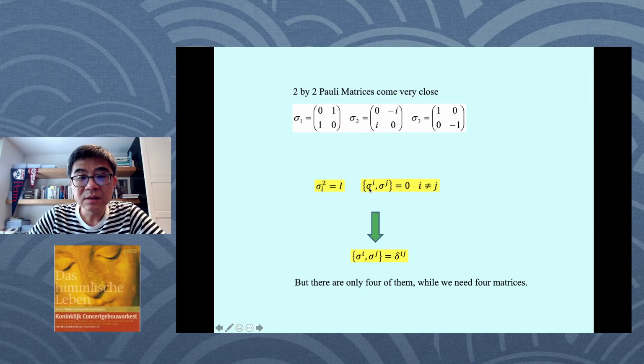And these three matrices anti-commute. Sigma i, sigma j is equal to 0. You can check by yourself, okay? And therefore, by combining these two relations, we can write the anti-commutator of sigma i and sigma j is equal to delta ij. However, it does not work because there are only 3 of them.